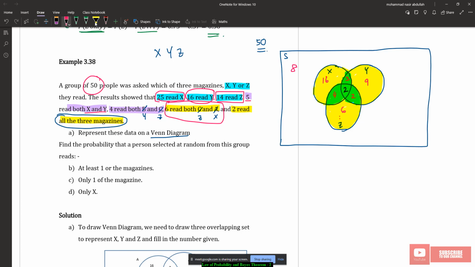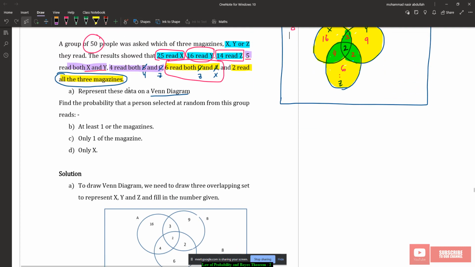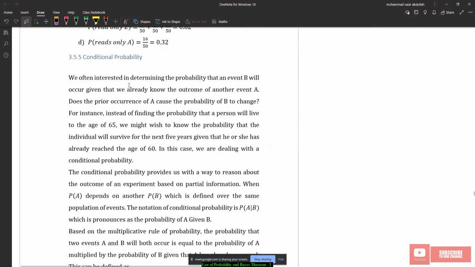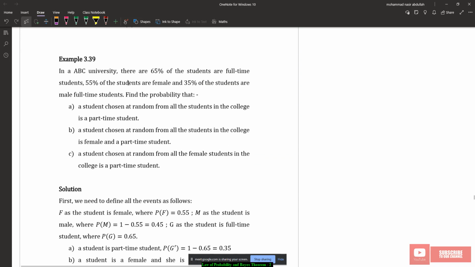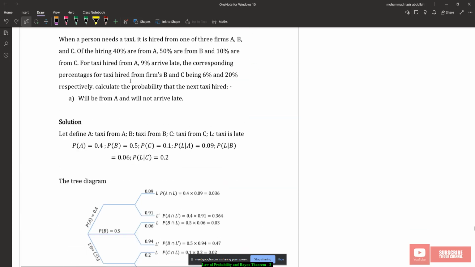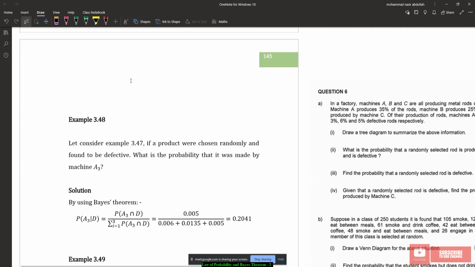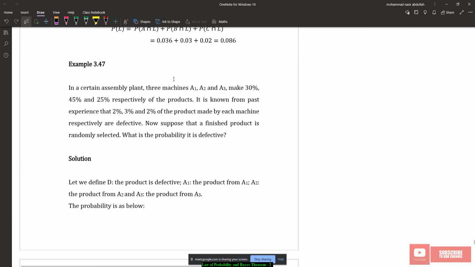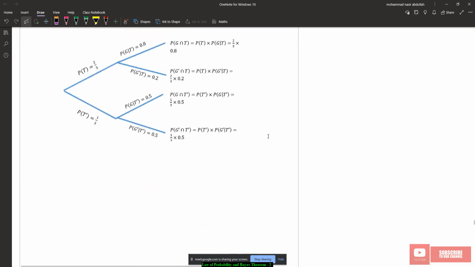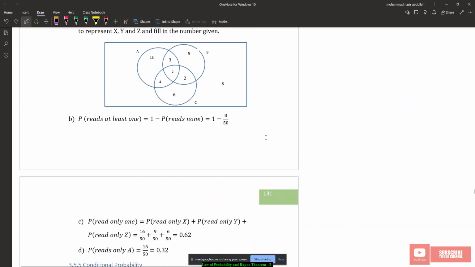So this is how we construct a Venn diagram. Okay? Right. Let's look at an example for your final exam question. Kalau boleh tengok. Tak apa. Nanti kita masuk conditional probability dulu. Right. So then baru you boleh faham. Okay.